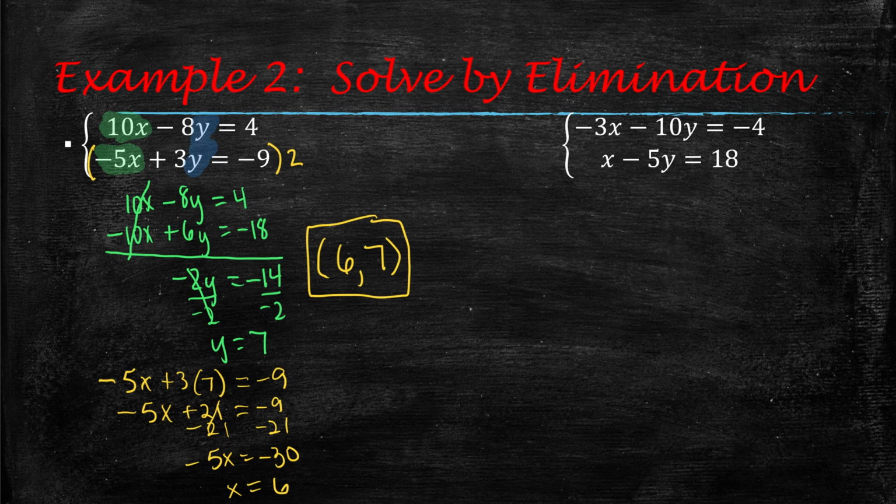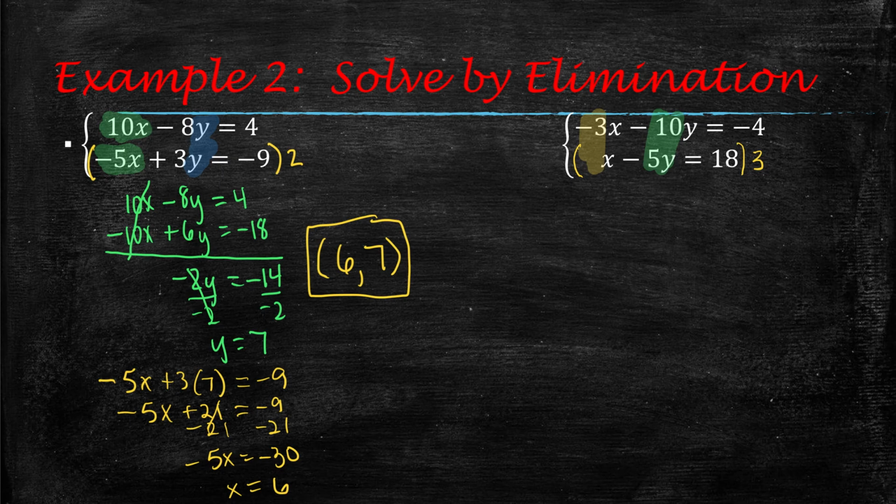All right, let's move on to the next one. So this one, we would want to get, and again, you can do either variable. I could do these and get these to be opposites, or I could do these and get these to be opposites, whichever one you want to do. Now, I think I'm going to try and get the x's to cancel because all I would need to do is multiply this bottom one by 3, and then I'll have the coefficient of 3x, and that would cancel with the top one.